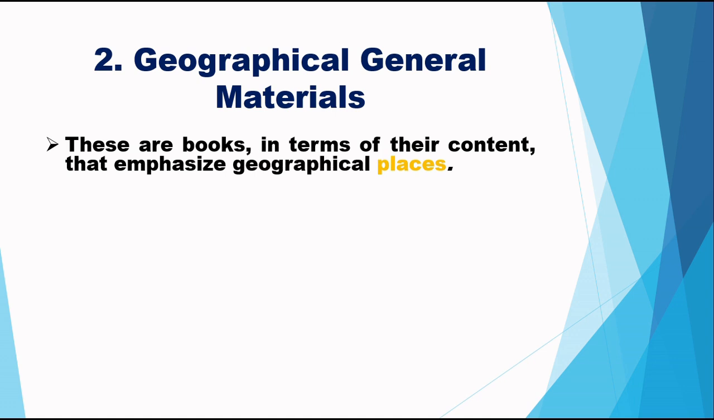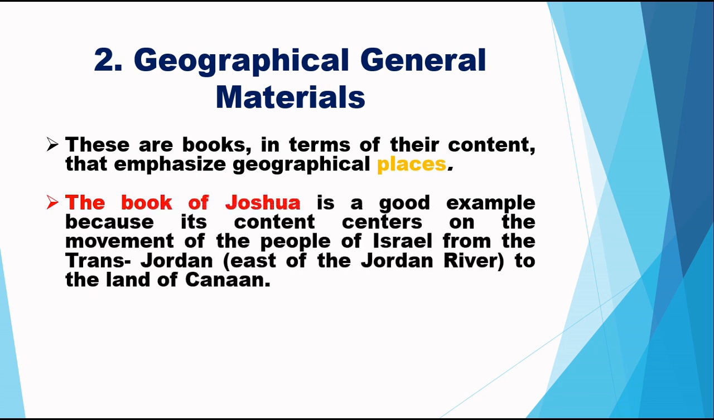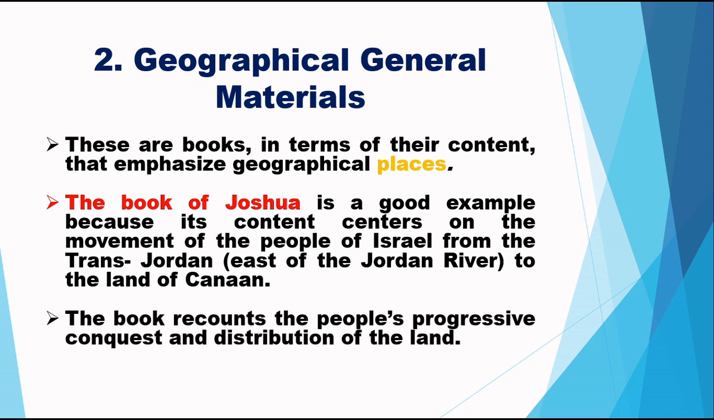So, geographical general materials, these are books in terms of their content that emphasize geographical places. The book of Joshua is a good example because its content centers on the movement of the people of Israel from the Transjordan, that is east of the Jordan River, to the land of Canaan. The book recounts the people's progressive conquest and distribution of the land.